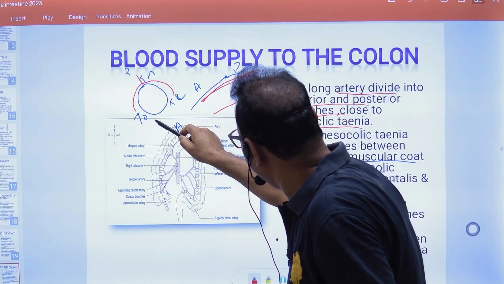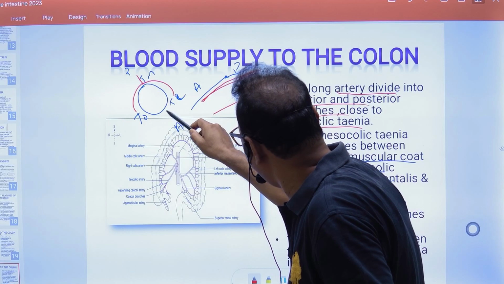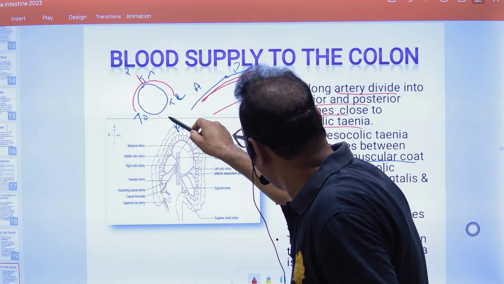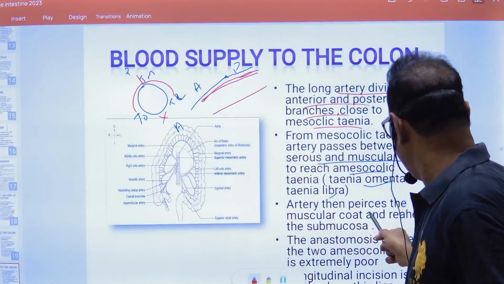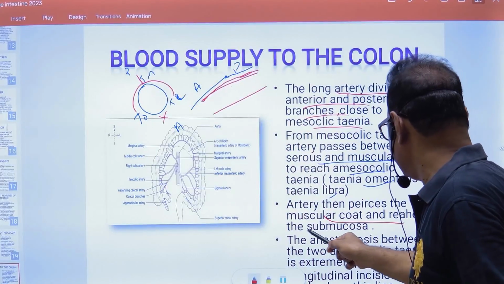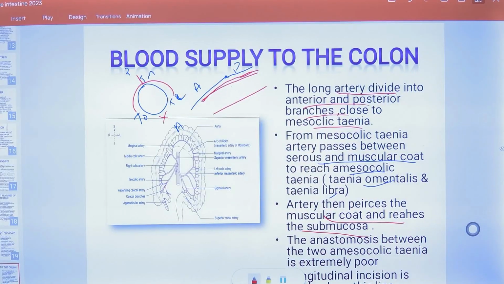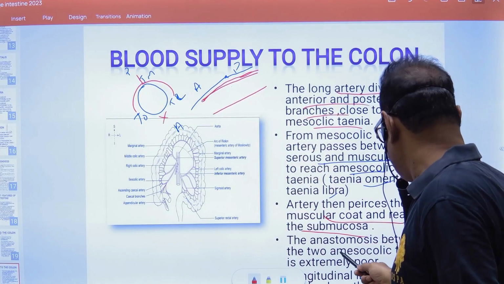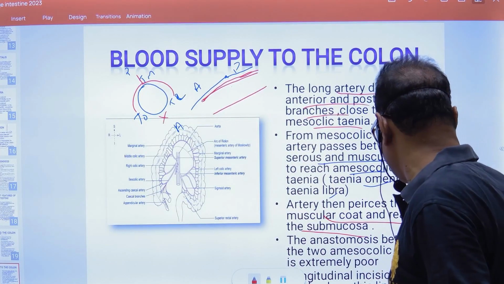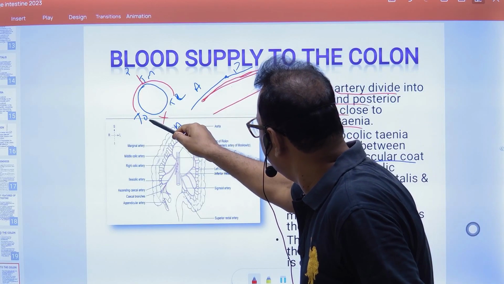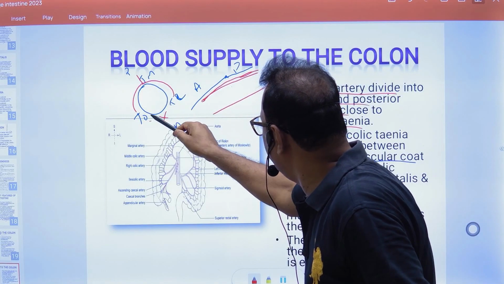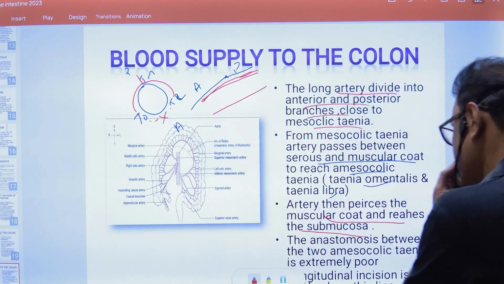But this portion between the omentalis and the libera will be divided for the blood supply. The artery pierces the muscular coat and reaches the submucosal layer. The anastomosis between the two major colic taeniae is extremely poor. Between these two layers, the anastomosis is very poor.